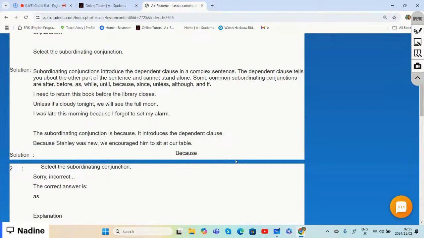I have to do dance lessons until next week, Sunday. Yes, until next week, Sunday. So until is our subordinating conjunction. Yes, well done.